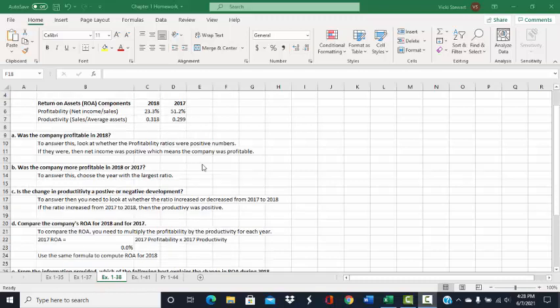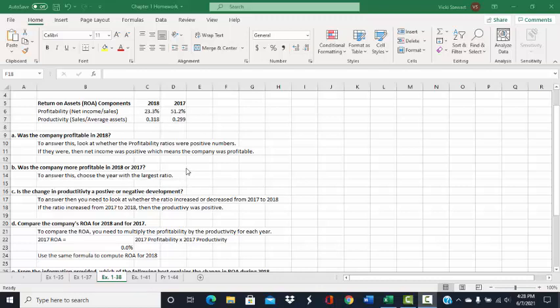The B part states, was the company more profitable in 2018 or 2017? So to determine that, we look at the profitability ratios, and we see in 2017 the ratio is 51.2%. Net income divided by sales was higher than in 2018. In 2018 it was 23.3%. So we can determine that the company was more profitable in 2017. In fact, profitability really dropped off a great deal in 2018.